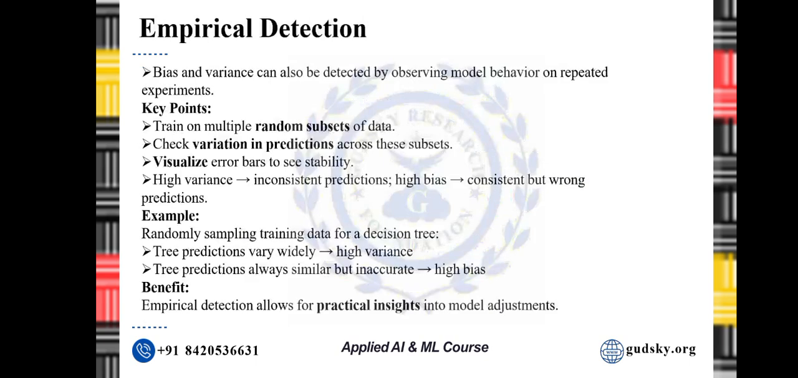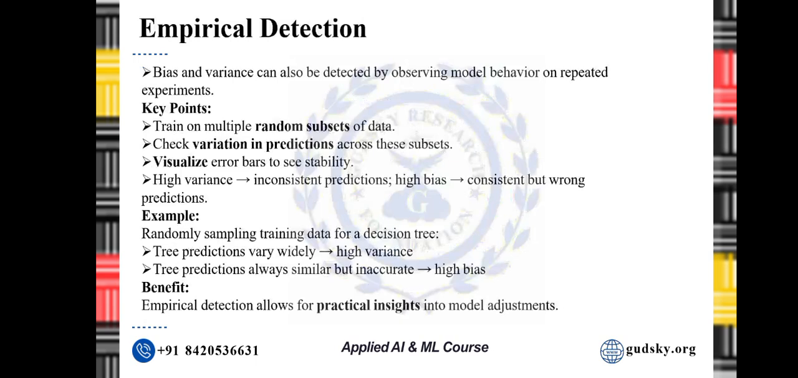And empirical detection. Another way to detect bias and variance is through empirical testing. This means repeatedly training your model on random subsets of data and checking how predictions vary. If predictions change drastically each time, that's high variance. If predictions are similar but consistently wrong, that's high bias. You can visualize this with error bars or scatter plots. Wide errors mean high variance, consistently offset results mean high bias.